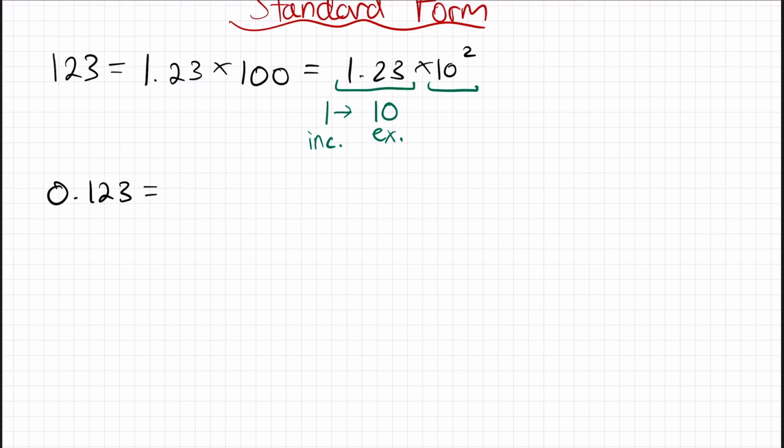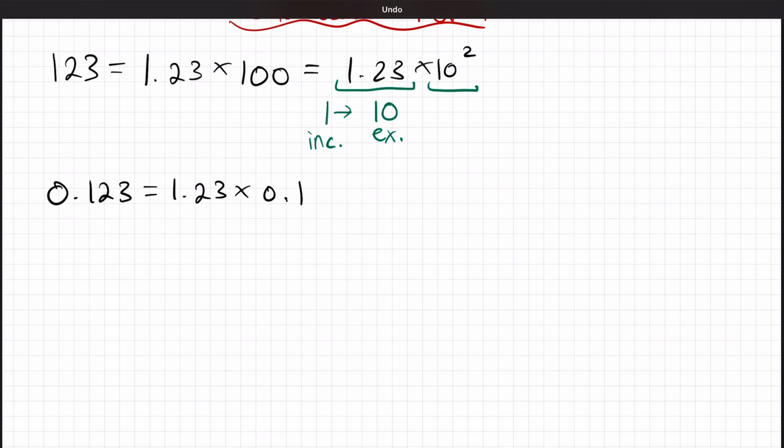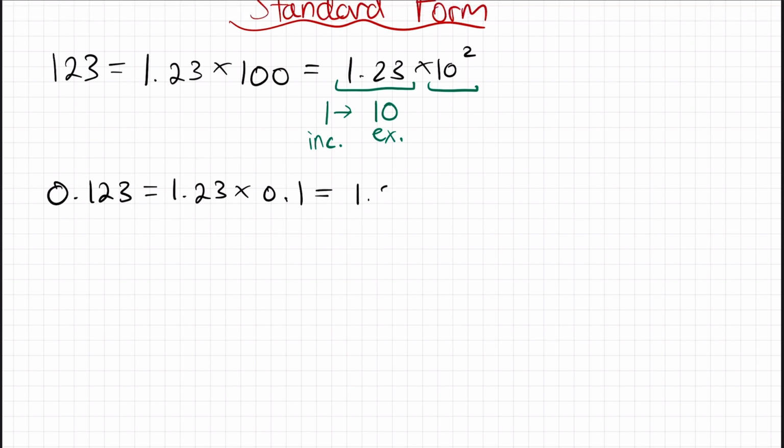So we've got to change this to 1.23 times 0.1, because if you remember how to multiply by 0.1, you just shift the decimal place to the left and you get that answer. This is the rewritten form. And if you've watched the previous indices video, 0.1 can be written as 1 over 10, which can be rewritten as 1.23 times 10 to the minus 1. So this is the standard form.